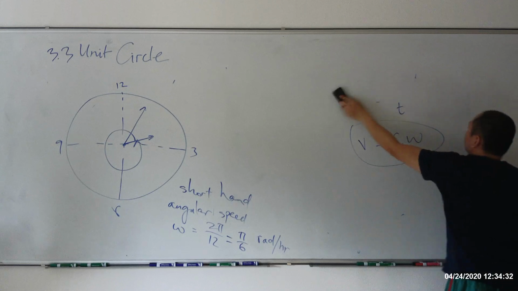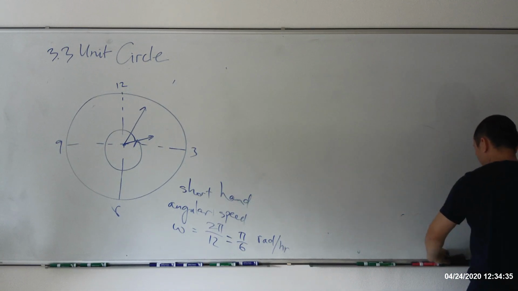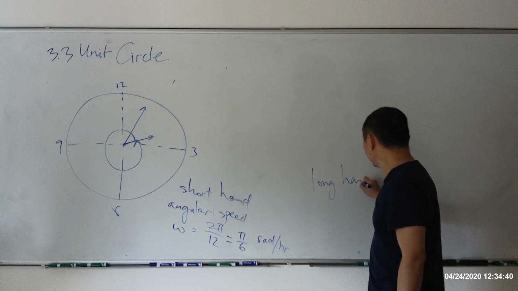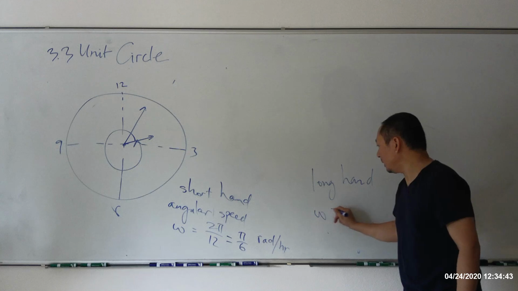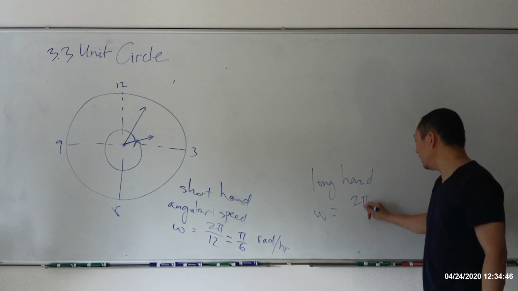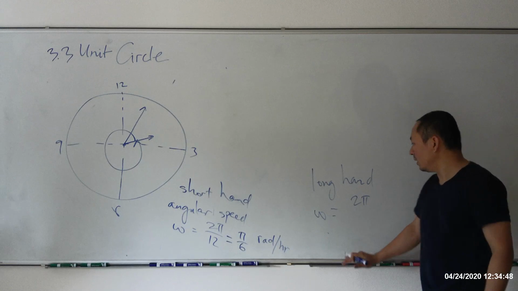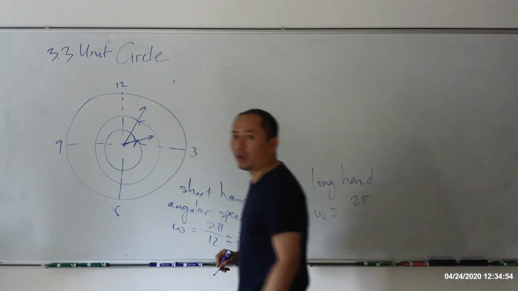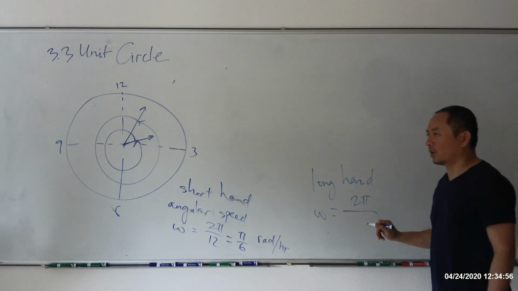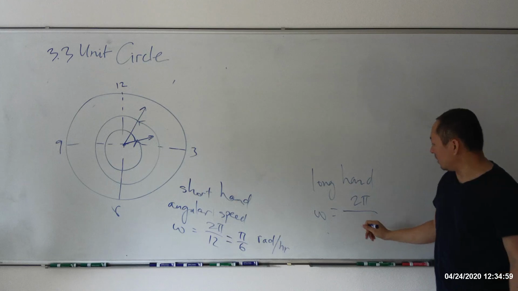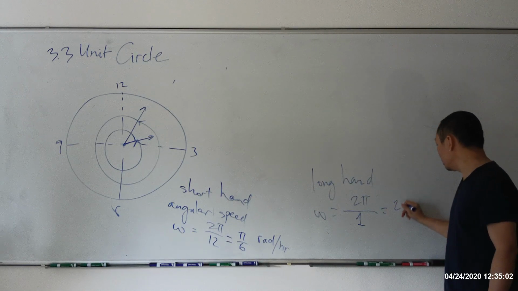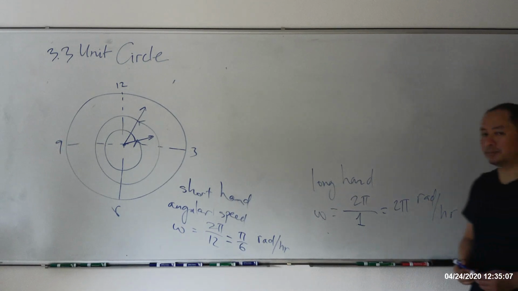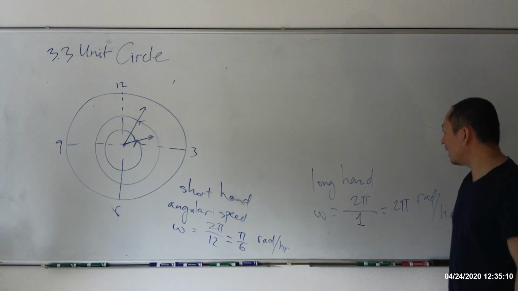What about the long hand? The long hand is going to travel with a faster angular speed, right? The long hand, the angular speed, the entire circle is 2 pi. But now, how long does it take for the long hand to travel the entire circle? It only takes 60 minutes, which is 1 hour. So if you want to calculate in terms of hour, 2 pi divided by 1, this is 2 pi radian per hour. Okay? That's about the angular speed.